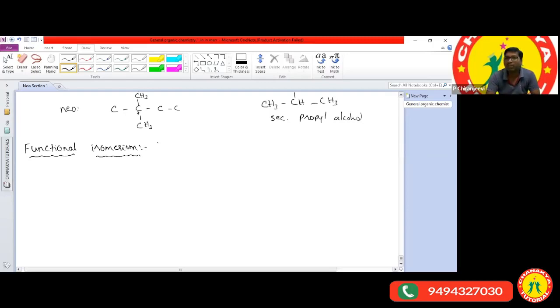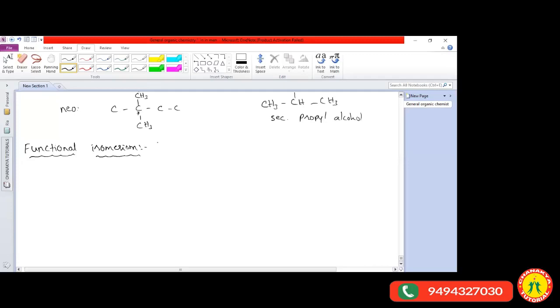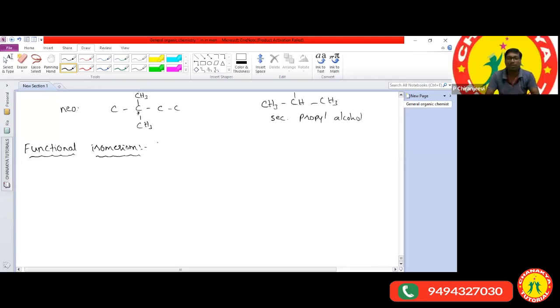According to that only, we have some different types of functional groups. What are the different types of functional groups we have? Carboxylic acid functional group, ester functional group, anhydride functional group, amide functional group, acid chloride functional group, aldehydes, ketones. So if you write the aldehyde functional group, how will you write it? What is the aldehyde functional group? How can we identify it?